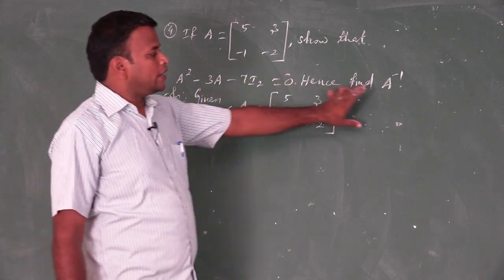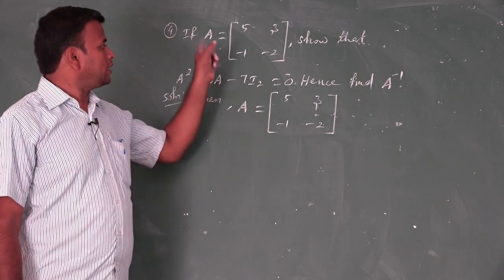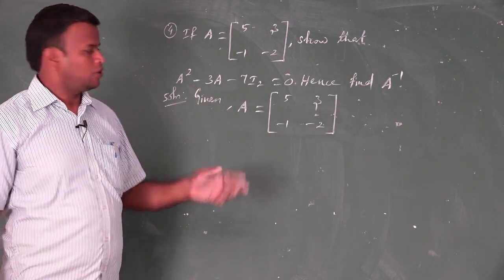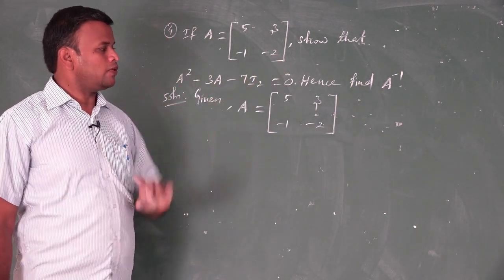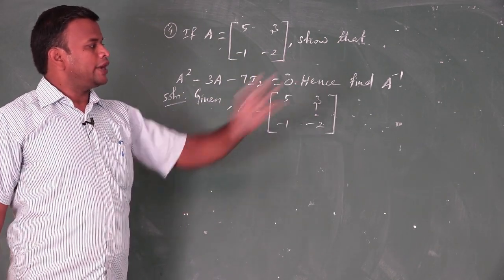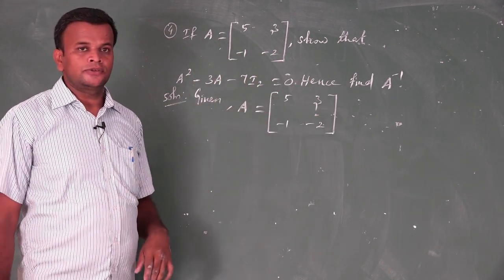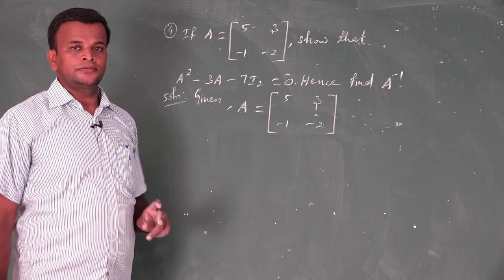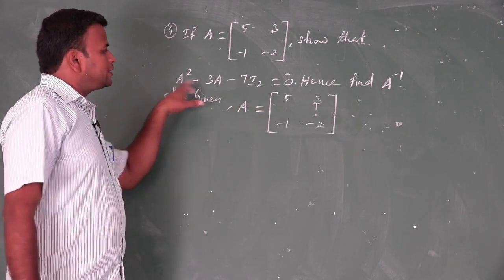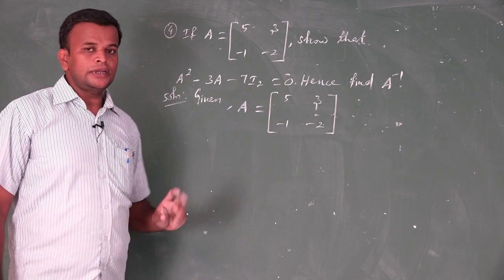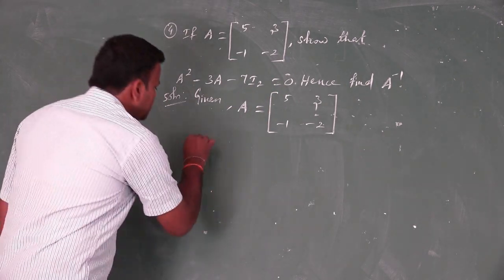And hence find the inverse also. There will be two questions. First is to show that the value becomes 0, and also to find the inverse of A. So first we verify that. We simplify the LHS and we get the RHS. So first I will be taking the LHS.